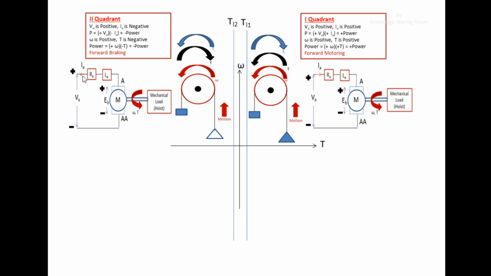Load to the source. So this is called regenerative braking mode, because here the power is fed to the source. Therefore some power is generated, hence it is known as regenerative mode. Coming back to this discussion, forward braking. Since we are stopping or opposing the motion, it is called braking. So braking operation is performed.